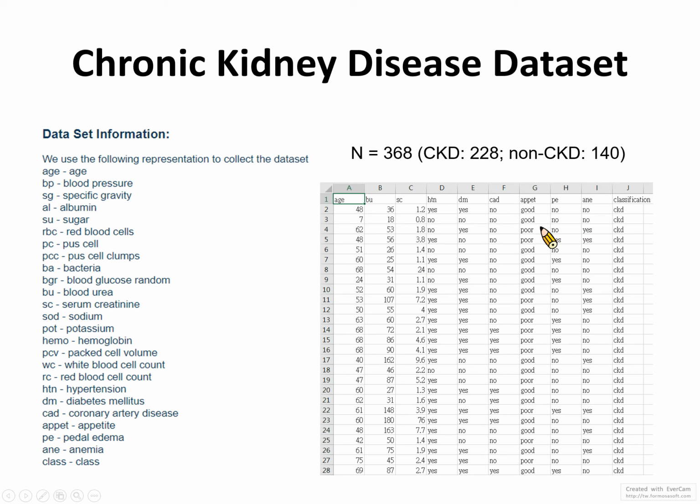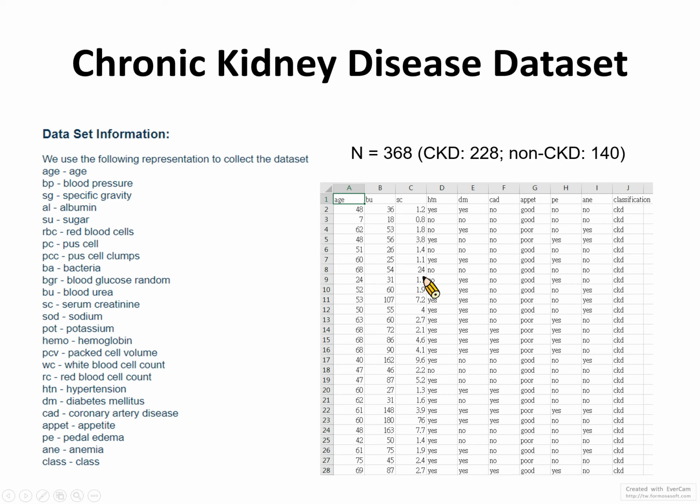So when you download the data from the campus video websites or my laboratory website, you should be able to see the full data, but with fewer cases compared to the data downloaded directly from the UCI website. So in this simplified data, we have 368 cases, and there are 228 patients with chronic kidney disease, and also 140 patients without CKD conditions.